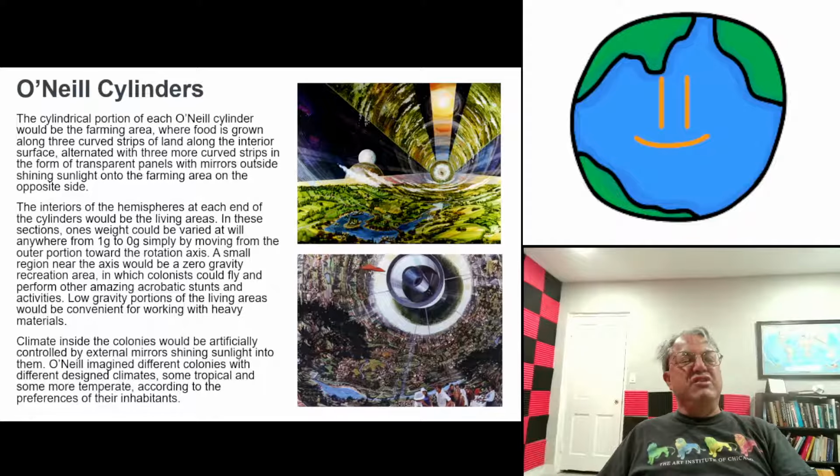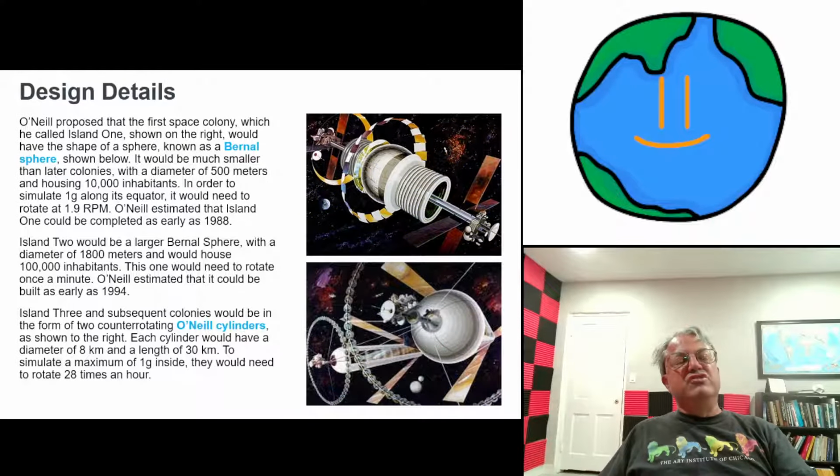So there's two portions. The cylinder has the cylindrical portion, and that would be where the farming areas would be. So people wouldn't live in the cylindrical portion, but there's a picture of it on the top right. I think you can see the Earth through the window. The whole cylinder part would have like 6 strips alternating between farmland and transparent windows, transparent panes. And then you'd have these big mirrors on the outside. I think you can see the mirrors in the picture on the bottom right. Those big long things outside the cylinders are mirrors.